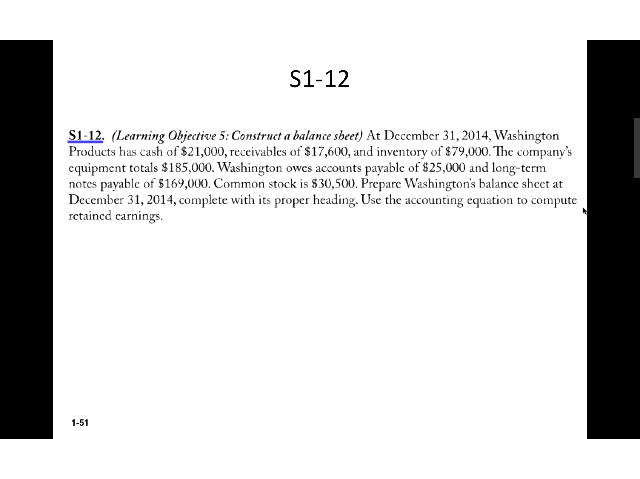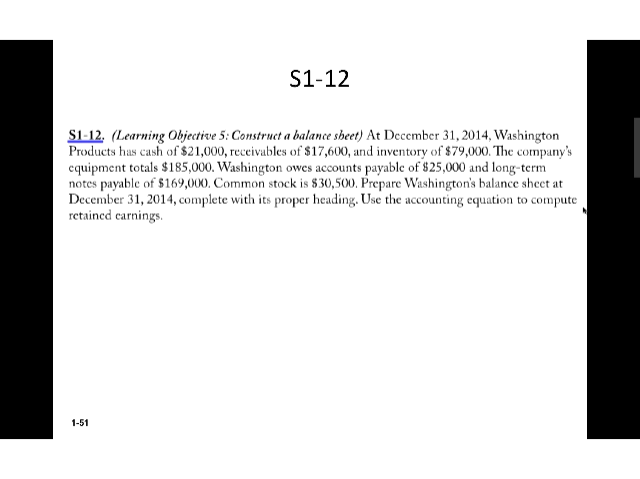Okay, so we are going to do short exercise 1-12. And this exercise is going to take a fair amount of time because you have to do a calculation before you can get to do the statement. So this statement tells us Washington Products has cash of $21,000, receivables of $17,600, and inventory of $79,000. The company's equipment totals $185,000. Those are all assets they're giving us. So we have all those assets.